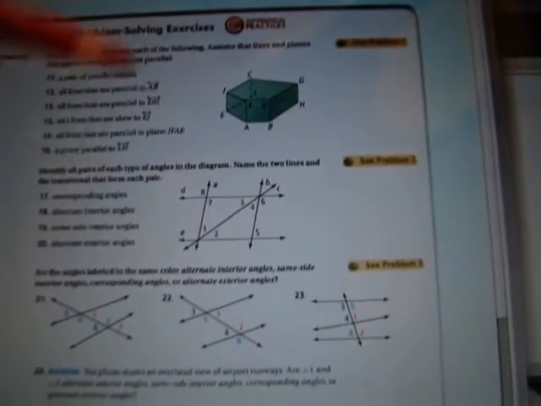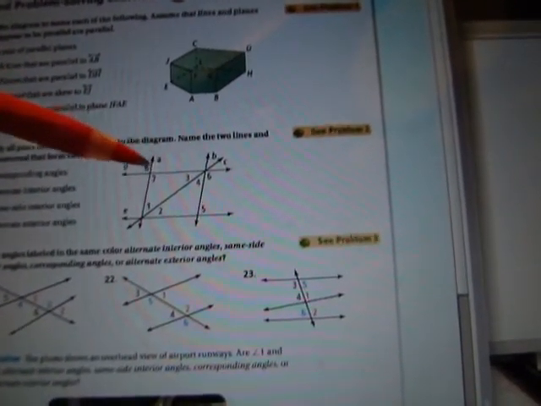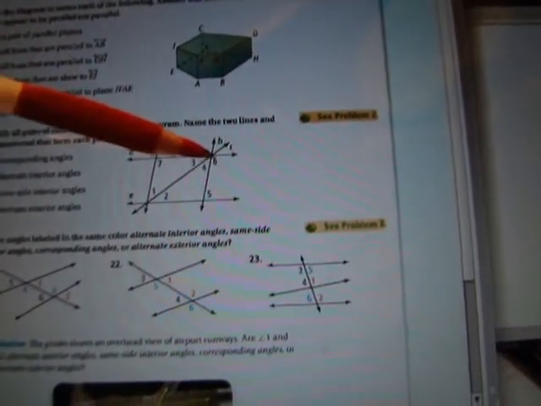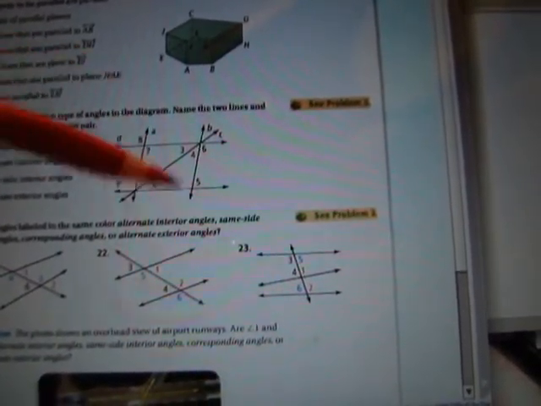All right, number 19, the same side interior angles. The only same side interior angles I see right here would be 6 and 5, and they're formed by line D and line E and transversal B. Angle 6 and angle 5 are formed by lines D and E and transversal B.